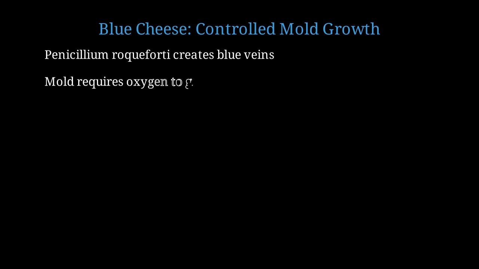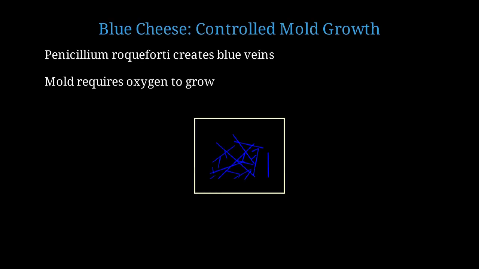The mold needs oxygen to grow, which is why the cheese is pierced with needles. These channels allow air to penetrate the interior, enabling the mold to spread throughout. The mold produces lipase that breaks down fats, creating the pungent, spicy flavors characteristic of blue cheese. The blue-green color comes from spores produced by the mold.